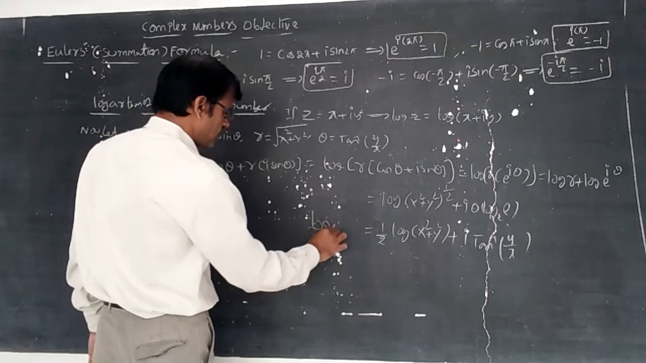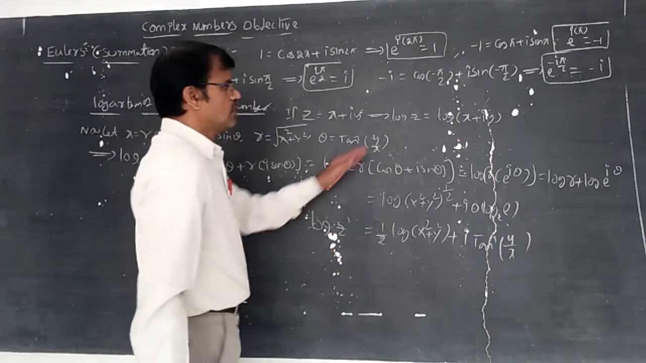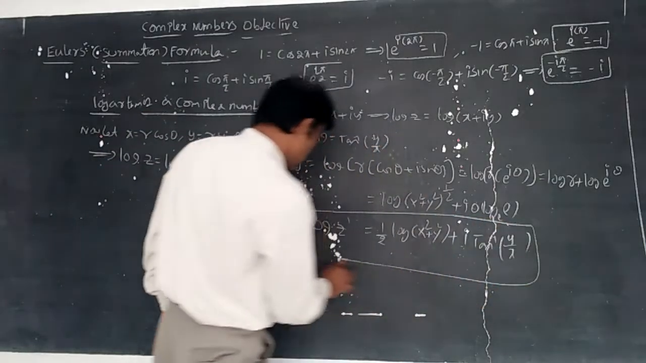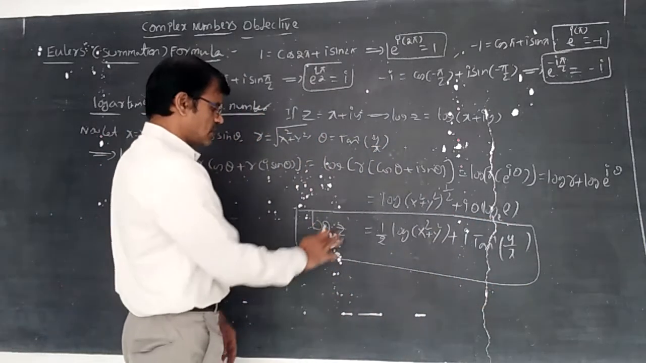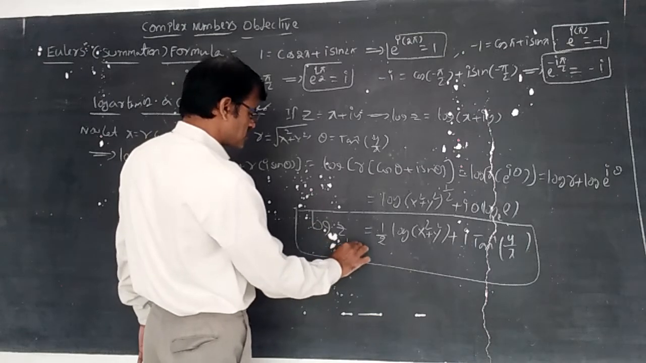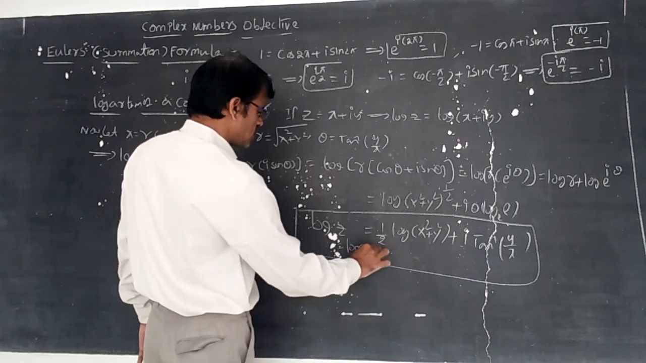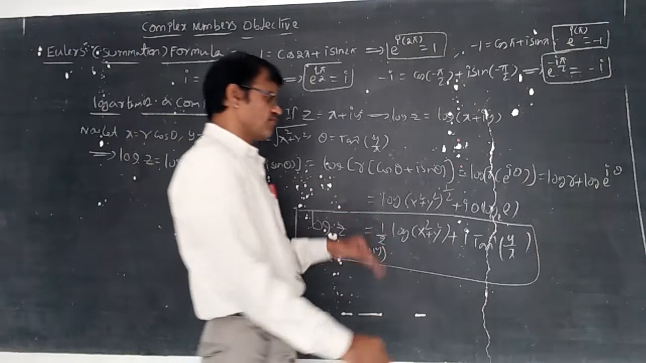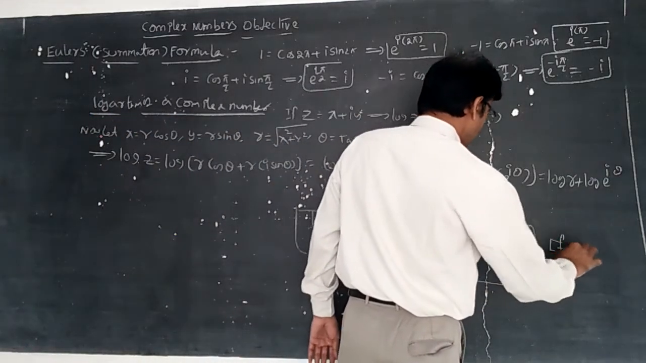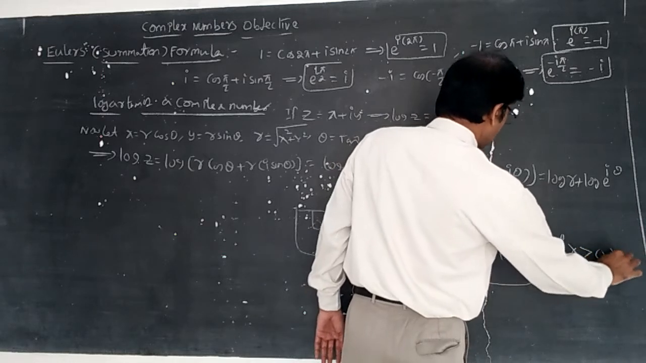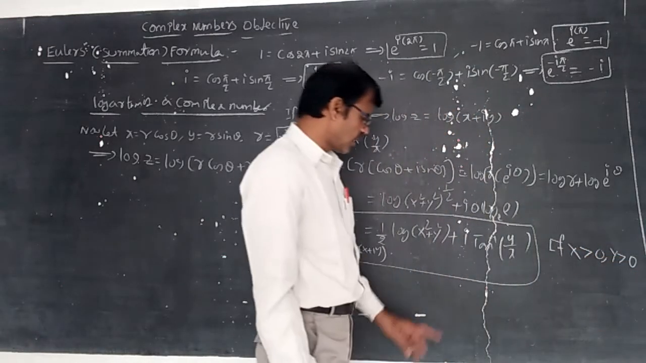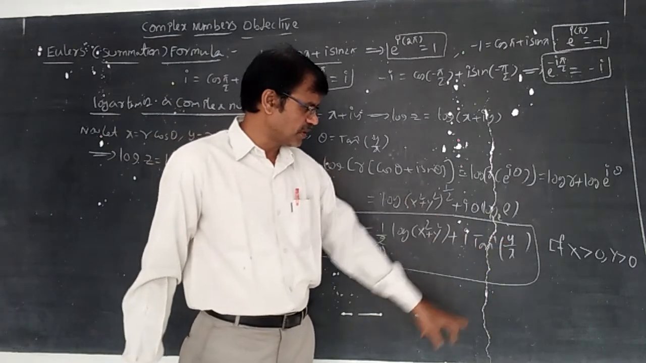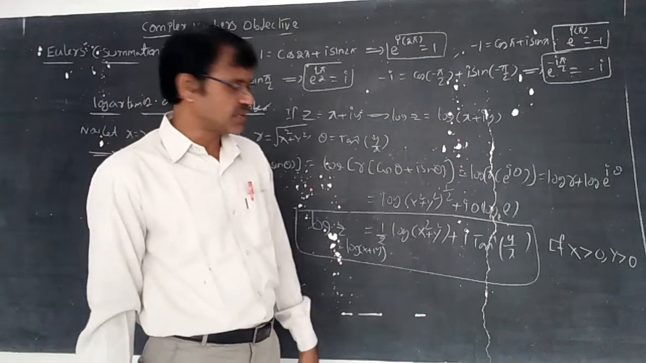Remember this as a formula which is useful for so many sums. Log z, that is equal to log of x plus iy, is nothing but 1 by 2 into log of x square plus y square plus i into tan inverse y by x, if x greater than 0 and y greater than 0, or x less than 0, y less than 0 also, because tan inverse of y by x is the same as minus y by minus x.